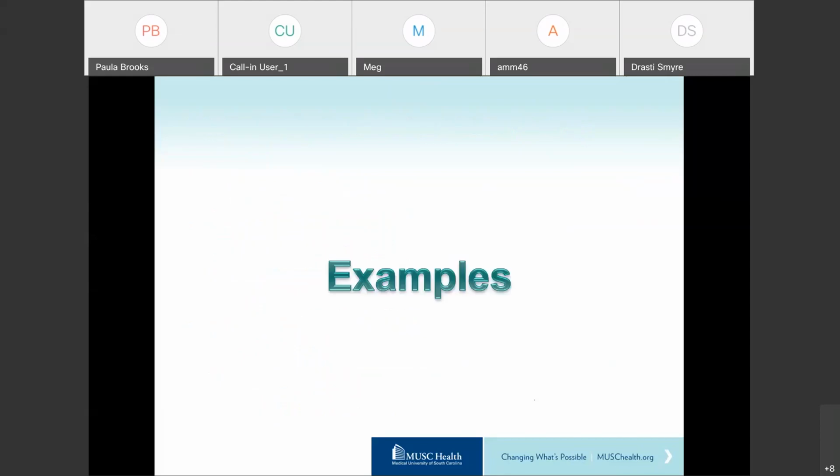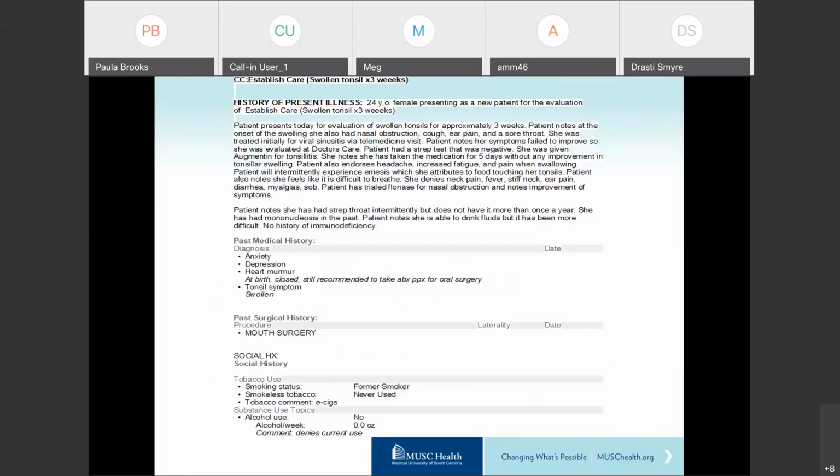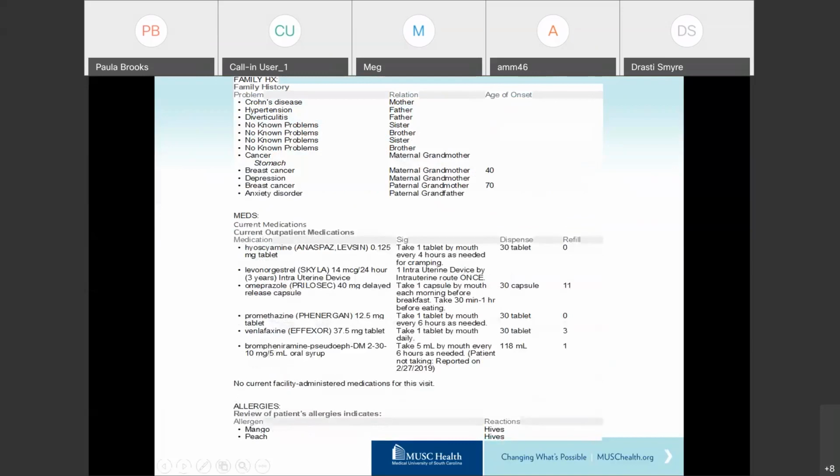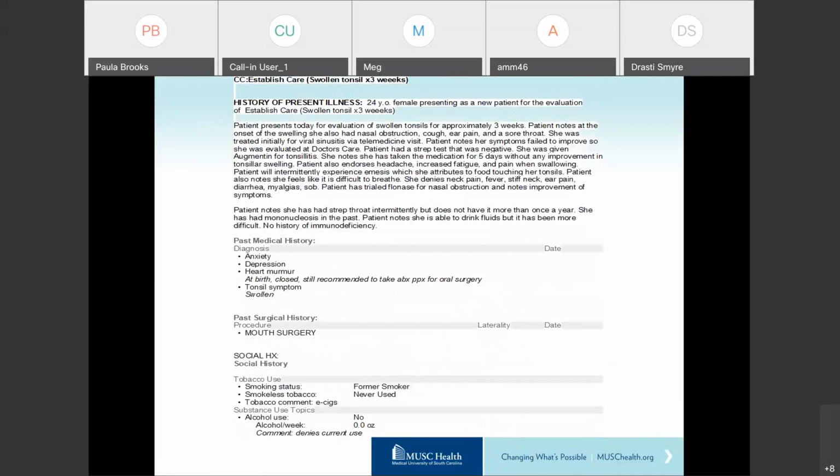So the next thing that I want to do is walk through some examples. So here we have a note. Uh-oh. It's not going to let me annotate it. Okay, well, I had this really good plan to highlight these in real time, but with it in presentation mode, it's not going to let me do it.